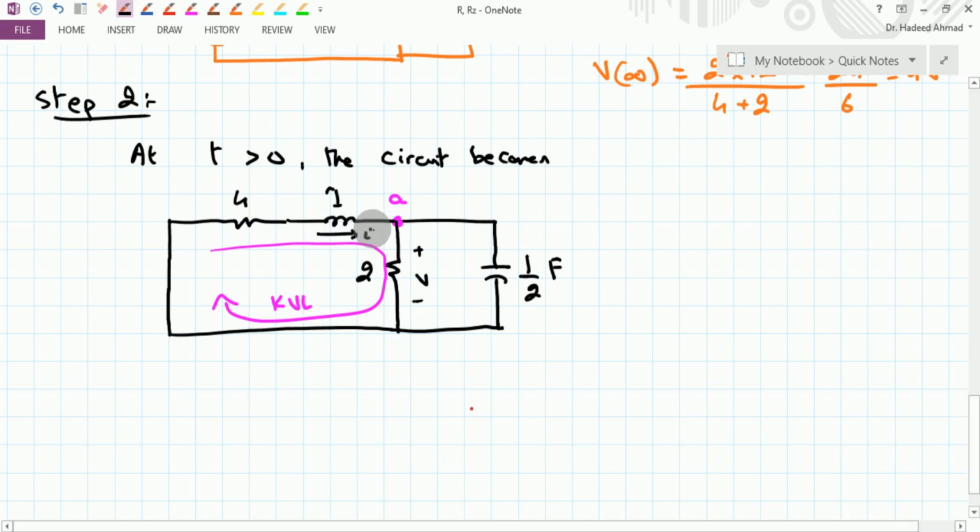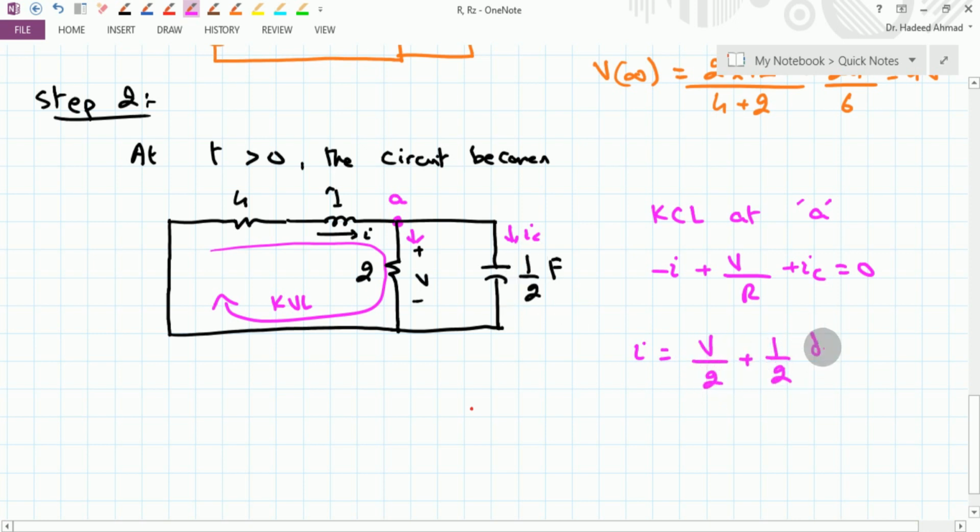So applying the KCL at node A, we know that this current I is into this node A, so this is minus I, plus V over R is this current which is flowing through this 2 ohm resistance, and we have some current IC which is flowing here, and that is equal to 0. So this I becomes equal to V over 2 plus C is 1 by 2, so this is 1 by 2, this is dV by dt. This is, let us say, my equation number A.